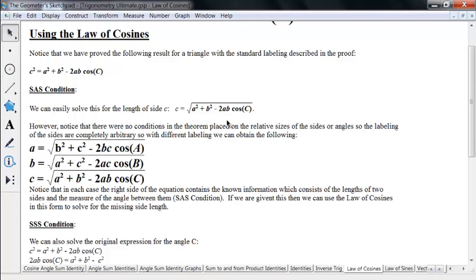Now since our original labeling was arbitrary, we can relabel things if we want. So remember, for the Pythagorean theorem, we always made sure c was the hypotenuse, and angle c was your right angle. But here it didn't really matter if it was a right angle or not. Remember, our proof went over all the different cases. So we can permute or switch around these letters if we would like. So we can change the letters around. So this last one says c equals the square root of a squared plus b squared minus 2ab cosine of c.